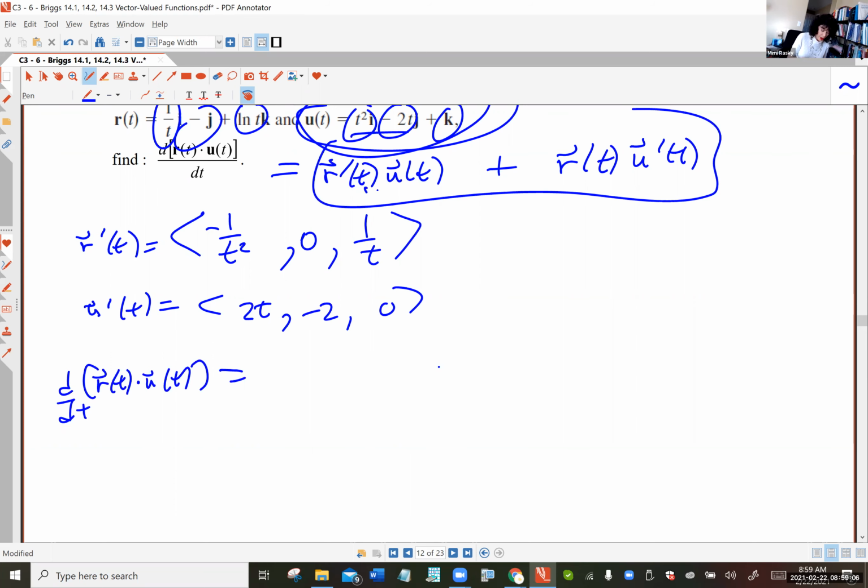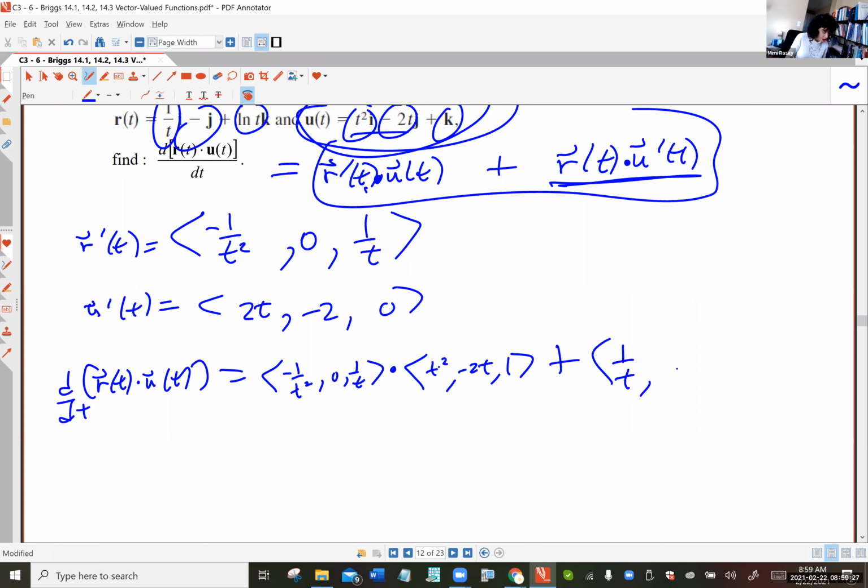So first it's going to be r prime, and I have to put dot products in between. It's going to be r prime dot product with the original u. And I'm using component form just because I think it's cleaner. And then plus, I'm going to take the dot product of the vector valued function r, which is 1 over t, 1, ln of t, and dot product that with u prime, which we just got, 2t, negative 2, 0. And then just use my knowledge of dot product.